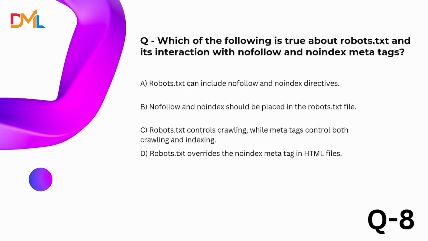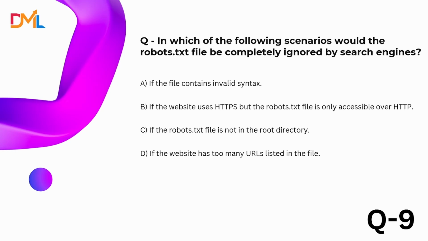Question number 8. Which of the following is true about robots.txt and its interaction with nofollow and noindex meta tags? Robots.txt controls crawling, while meta tags control both crawling and indexing. Question number 9. In which of the following scenarios would the robots.txt file be completely ignored by search engines? Answer B, if the website uses HTTPS but the robots.txt file is only accessible over HTTP.